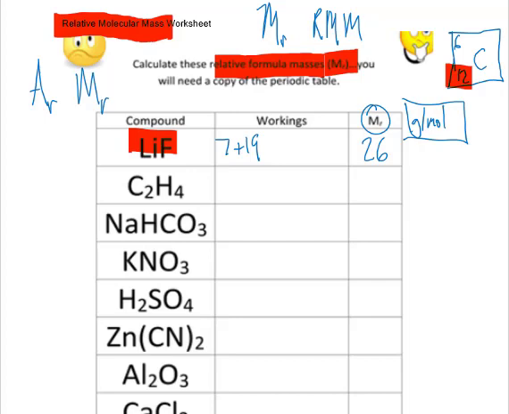So we know if we've got 26 grams, we've got a mole, and from that kind of statement, however many grams are per mole, we can work out the number of moles in different masses, and it can also go the other way around.